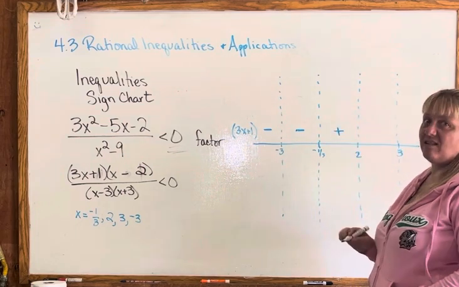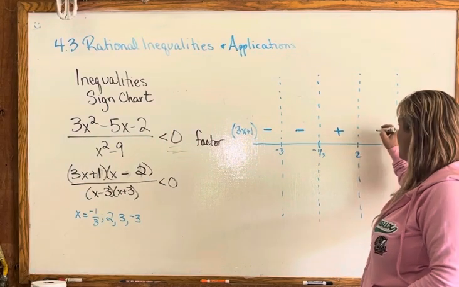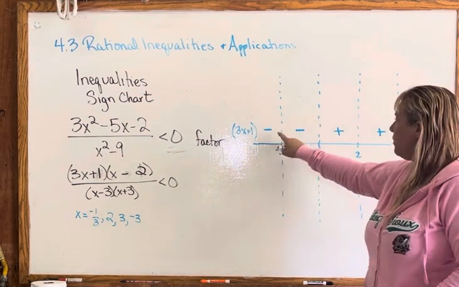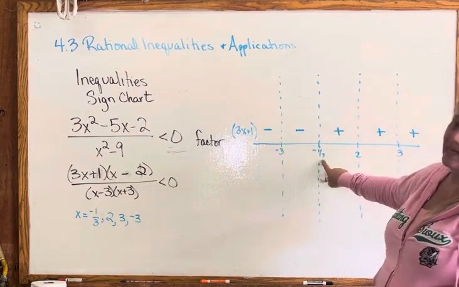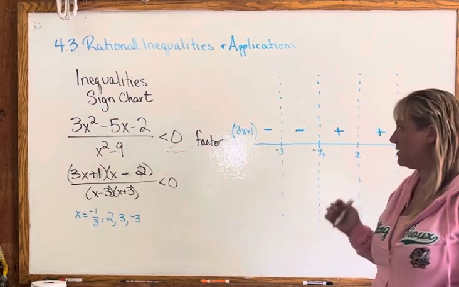And then here's the little hint. Once it turns positive, it's not going to go back. So this is going to be positive, and this is going to be positive. And notice where it went from negative to positive is actually where it would have equaled 0. So that's a hint as well.